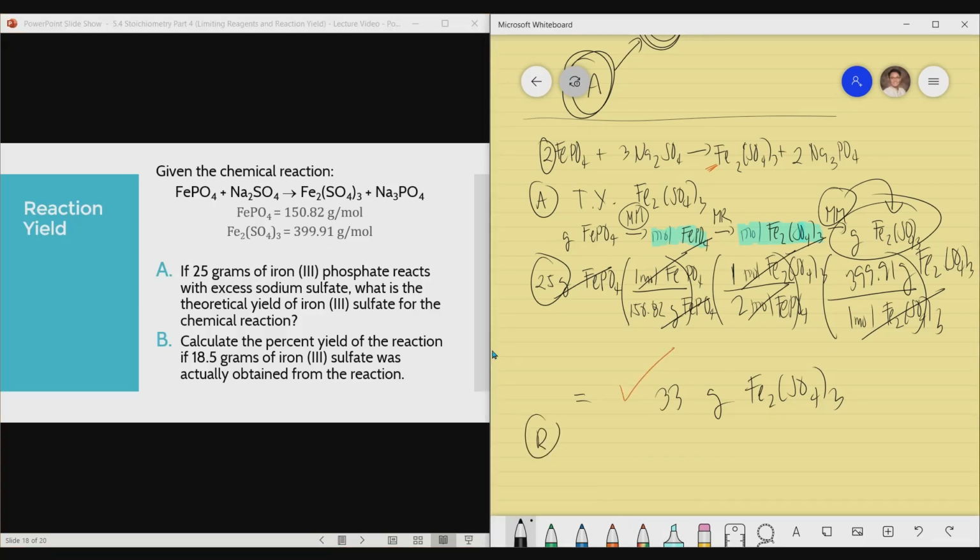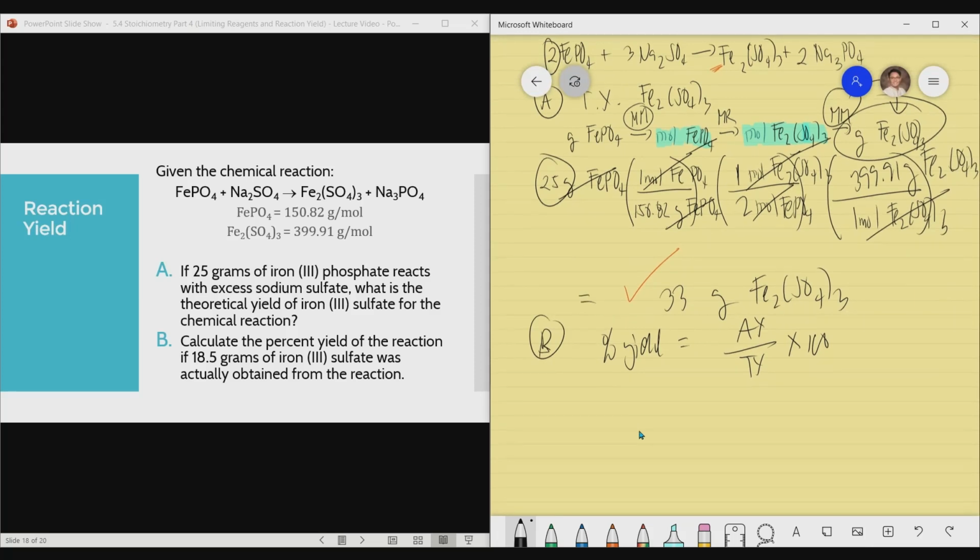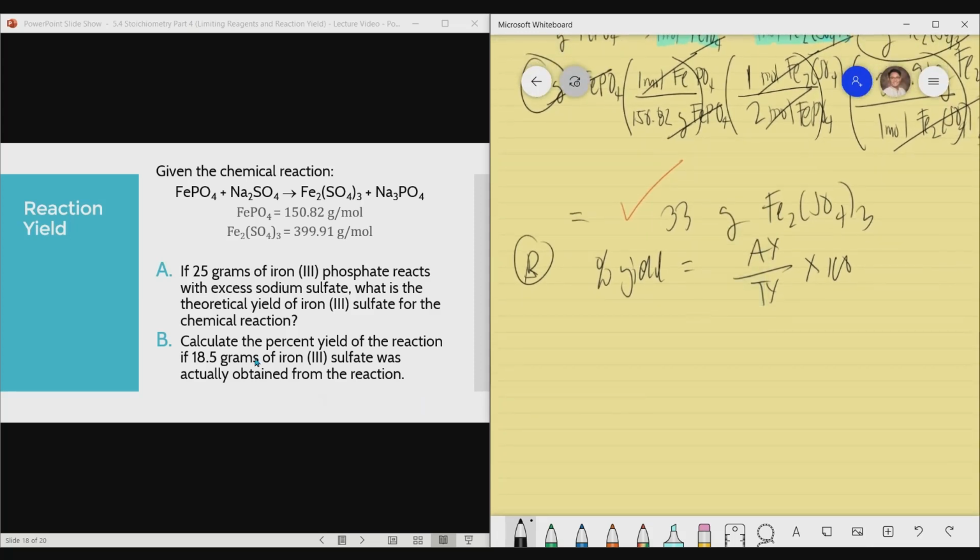How about letter B? For letter B, calculate the percent yield. So percent yield is equal to AY all over TY times 100. Okay? So, according to the problem, calculate for the percent yield of the reaction if 18.5 grams of iron 3 sulfate was actually obtained. So, dahil may word actually, we assume that the actual yield is 18.5 grams. So, meron ka na ngayong given na numerator. So, pwede mo na ma-solve.